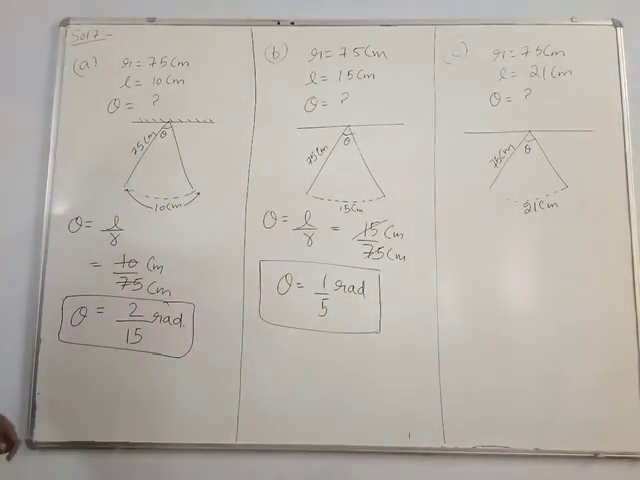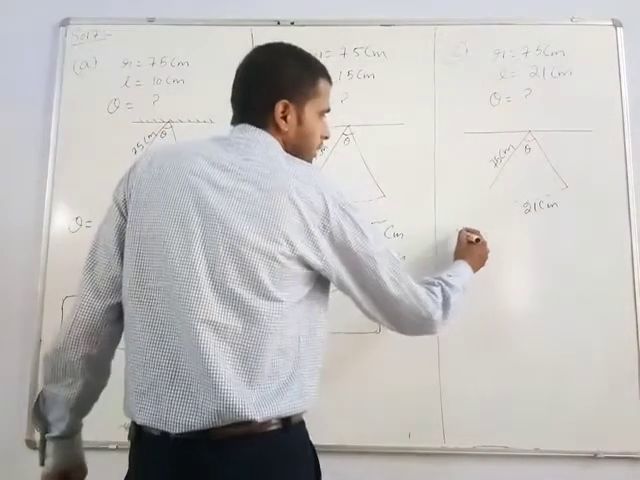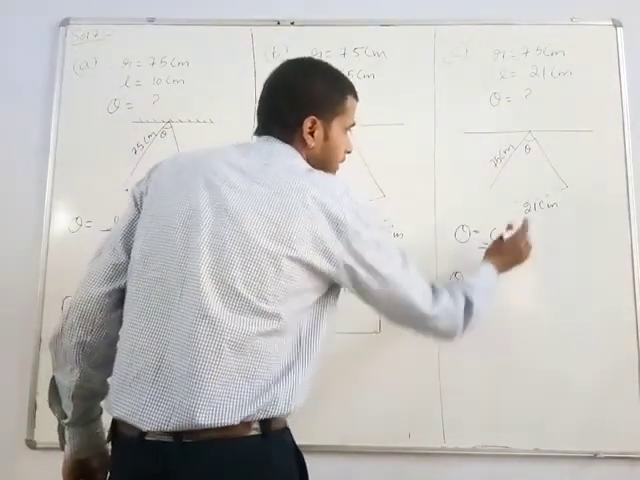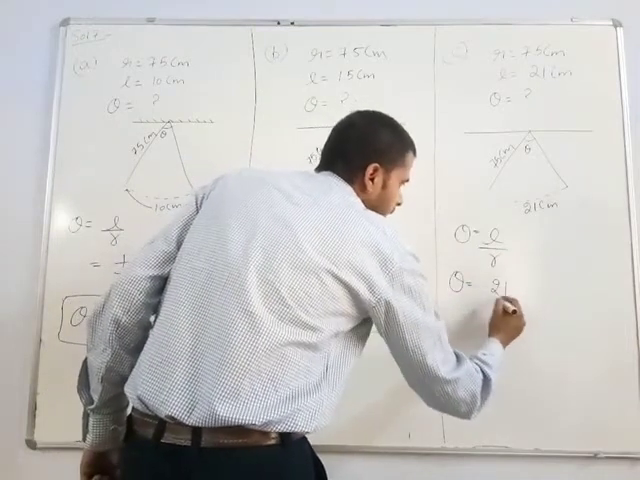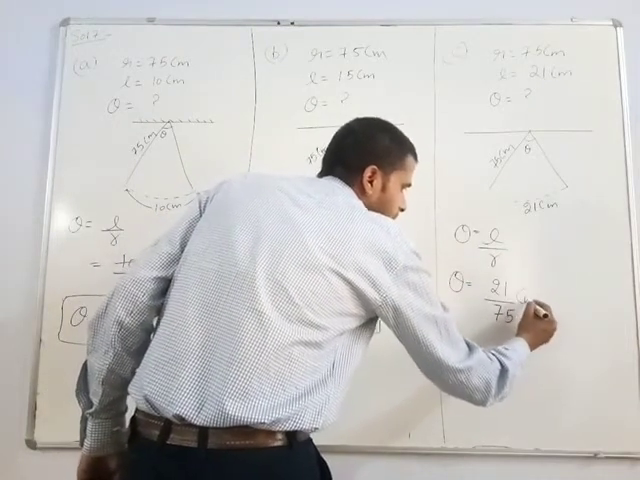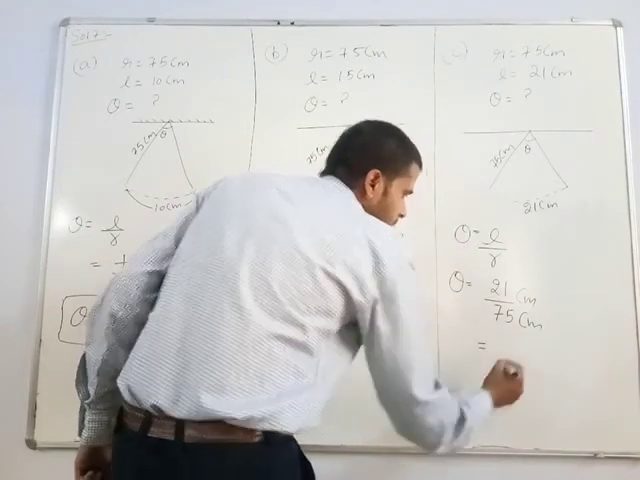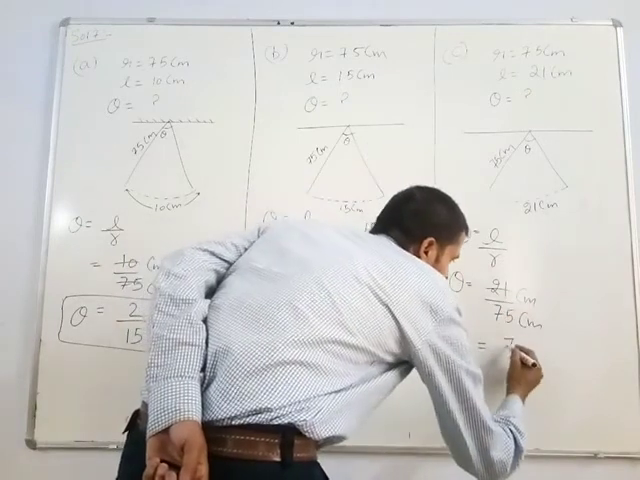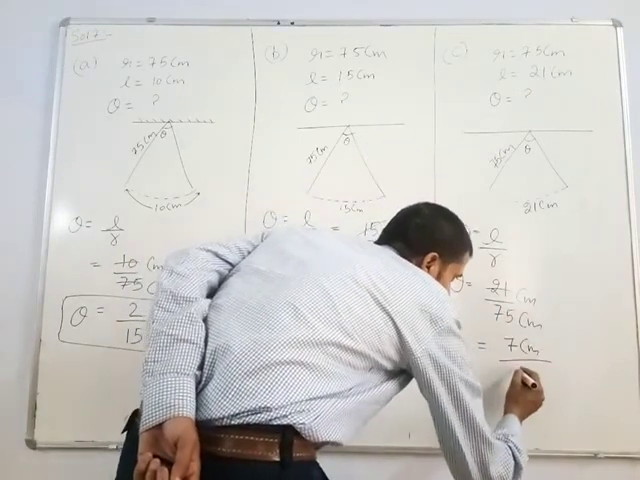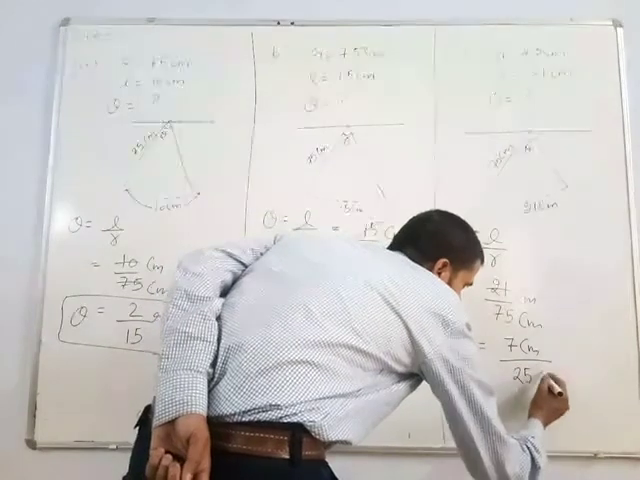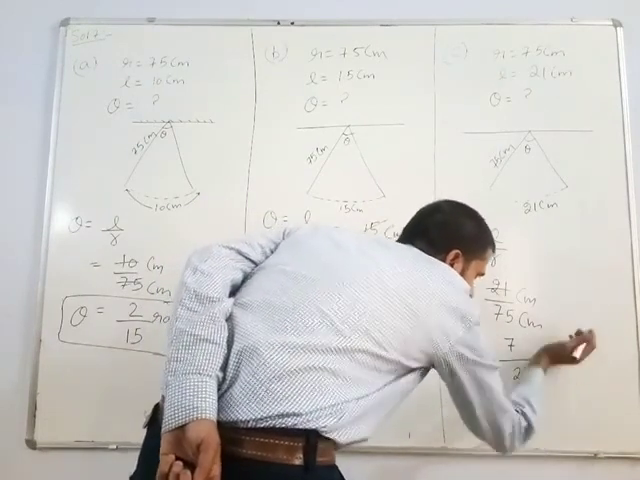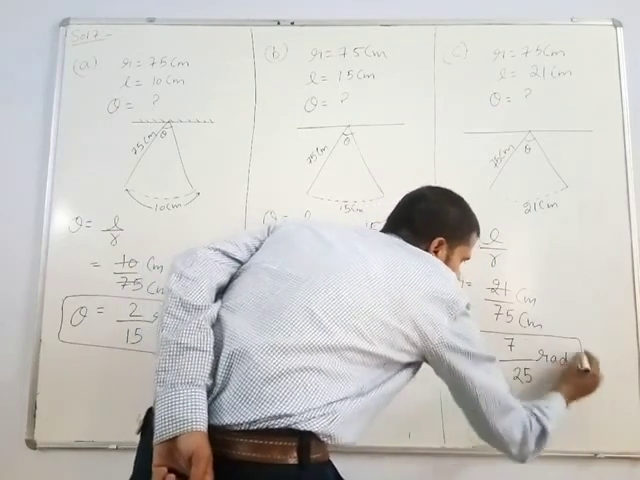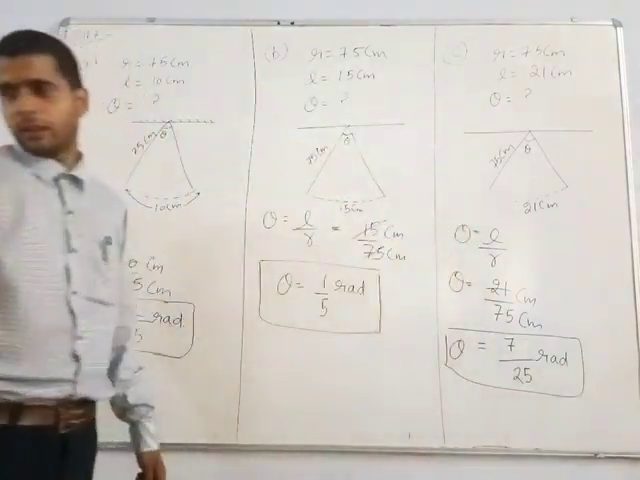Okay. Then the third part, theta equal to L upon R. L is how much? 21, and R is common, that is 75 centimeters. So you have to cancel: 3 sevens are 21, 3 twos are 6, 3 twenty-fives are 75. That is 7 upon 25 radians.